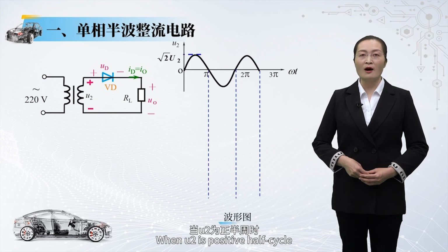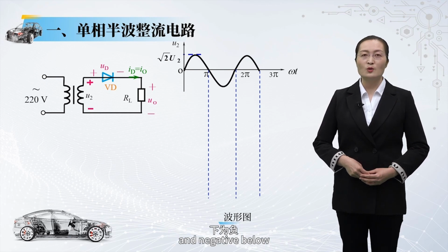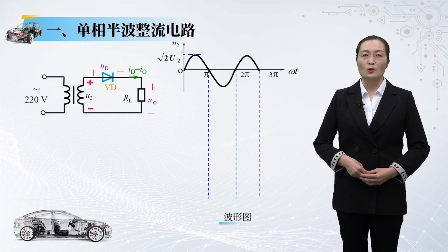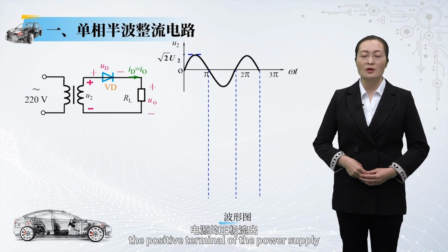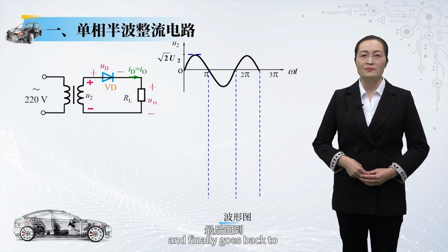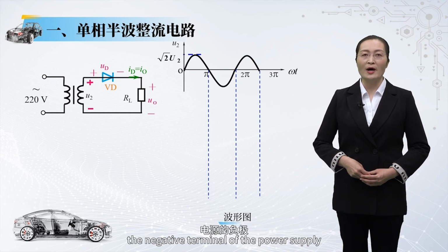When U2 is positive half-cycle, that is, U2 is positive above and negative below, diode VD is subjected to positive voltage and conducts. At this time, a current flows from the positive terminal of the power supply through the diode VD, the load RL, and finally goes back to the negative terminal of the power supply.